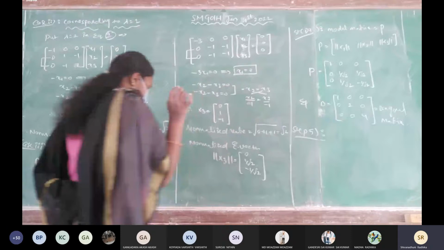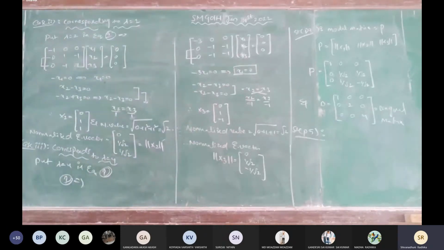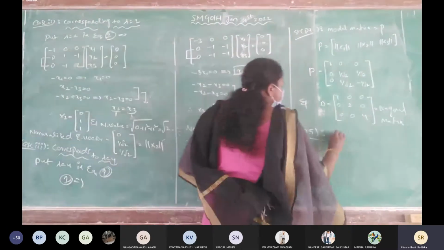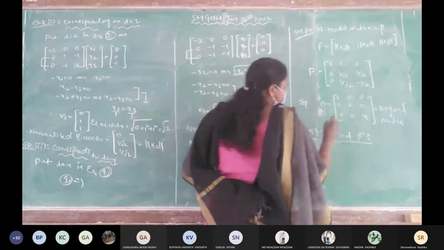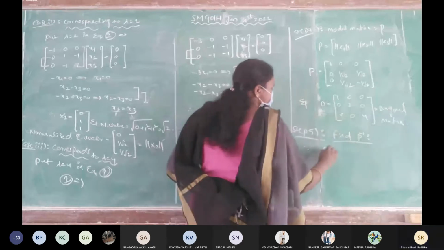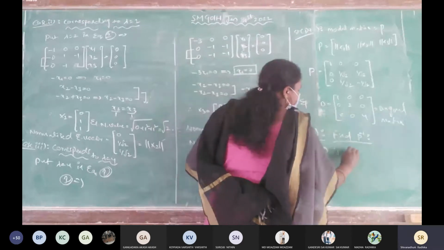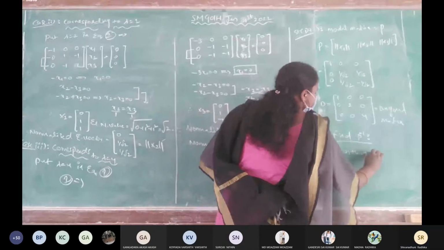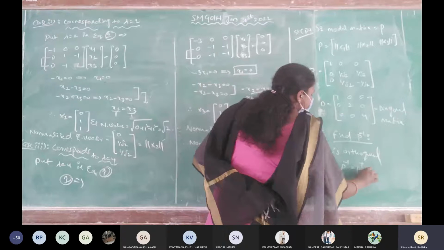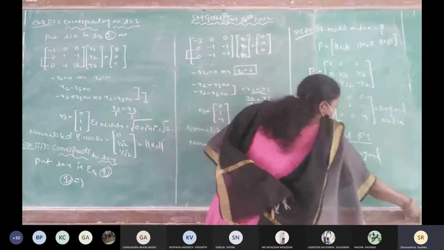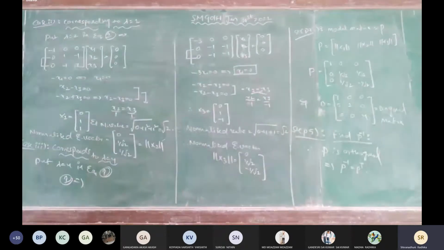Next, go for step 5. What is step 5? Tell me. Finding P inverse. But what is the result without using the formula of P inverse? Since P is orthogonal, write down P inverse equals P transpose. Now we are going to check whether capital P is orthogonal or not.